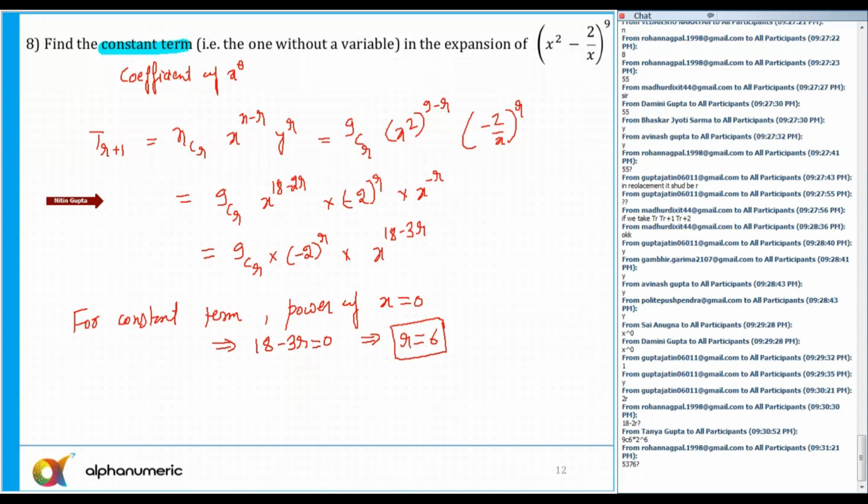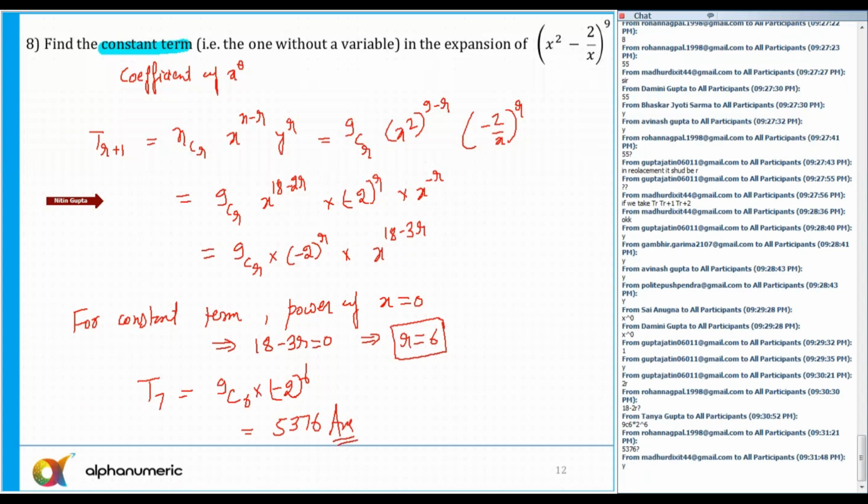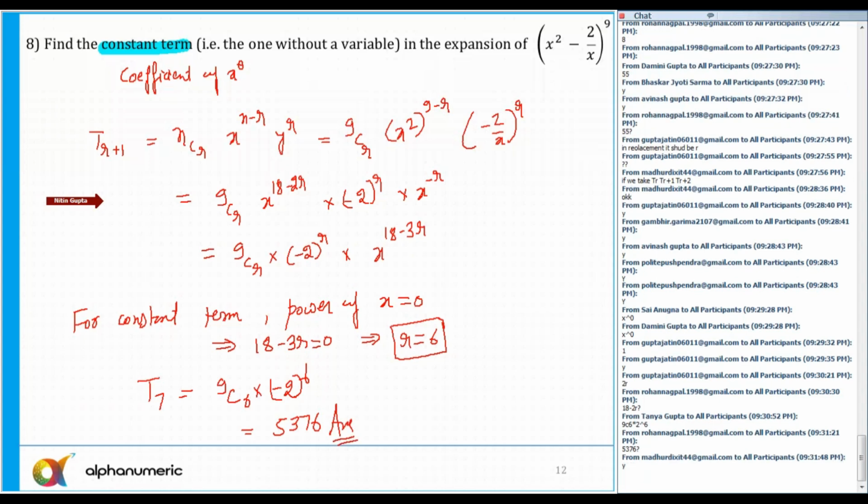Okay. Now, r is equal to 6. So I need to find T7, and T7 will be equal to 9C6 into (-2) raised to power 6. Yes, that's right. So the answer will be equal to 5376, I think. Yes, that's right. So can I move to the next question if this is clear to all of you?